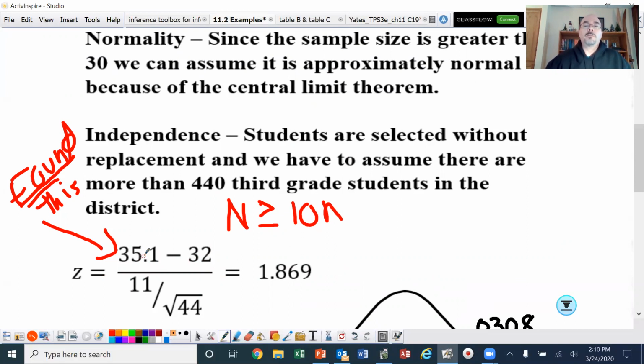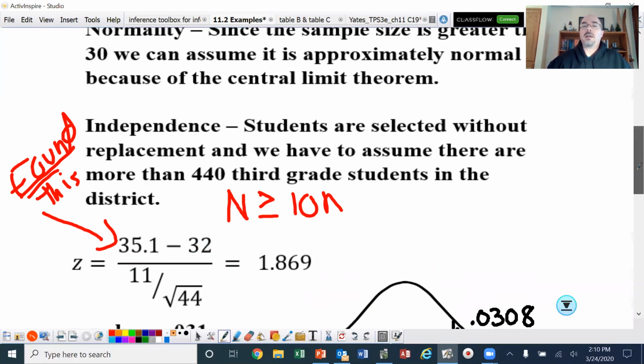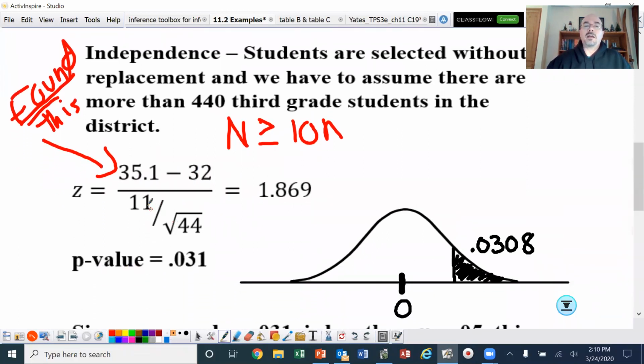All right, so you take that minus whatever our hypothesis is, then divided by the standard deviation divided by the square root of the sample size.